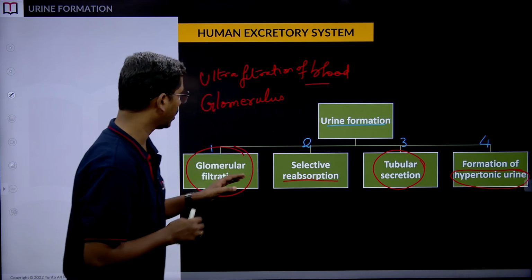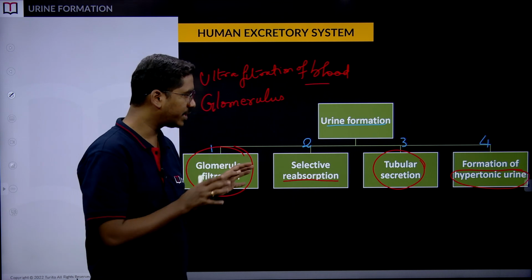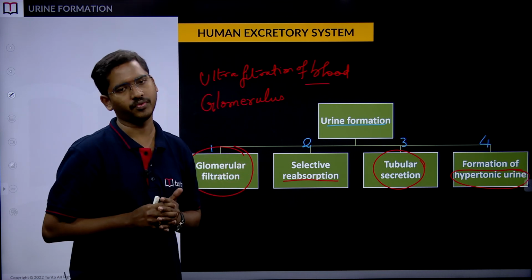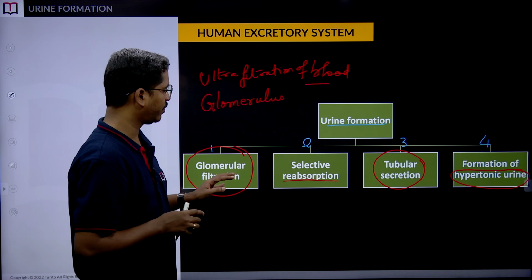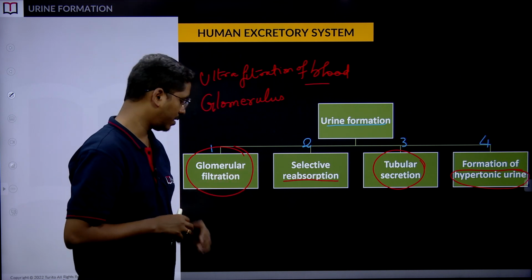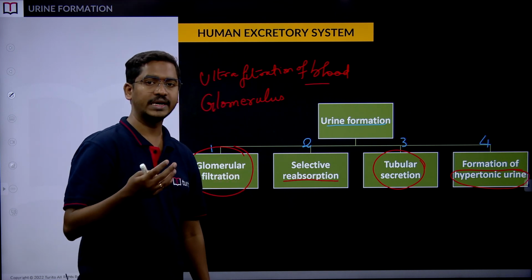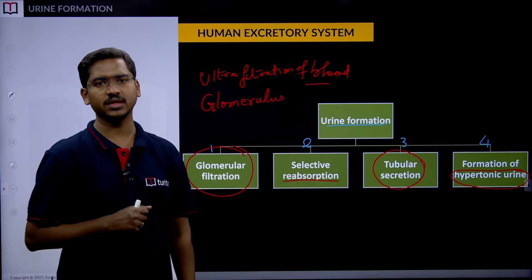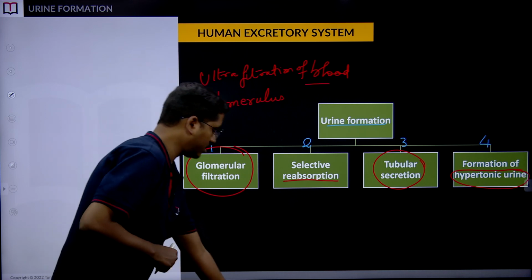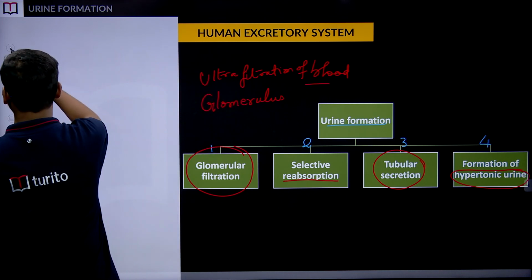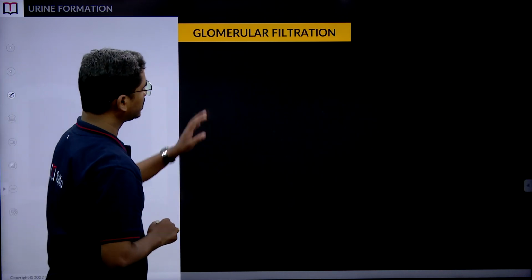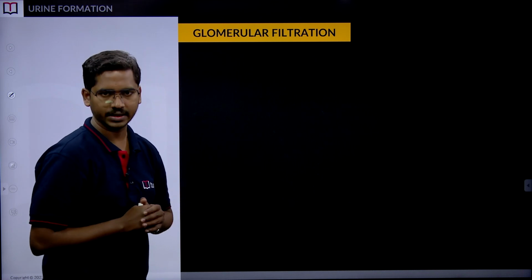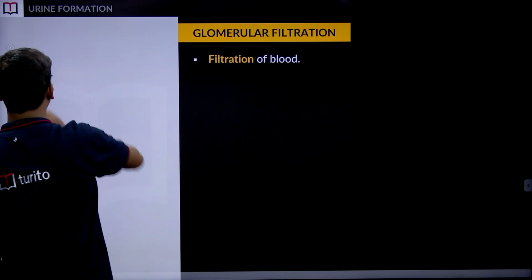Okay. Now, this is how it happens. This is a brief understanding of the urine formation process. Now, what we will do is move forward and look at how the different steps work, and we will analyze each and every step carefully. Okay. Let us begin here. So, first thing is glomerular filtration. So, let us see here what we have.